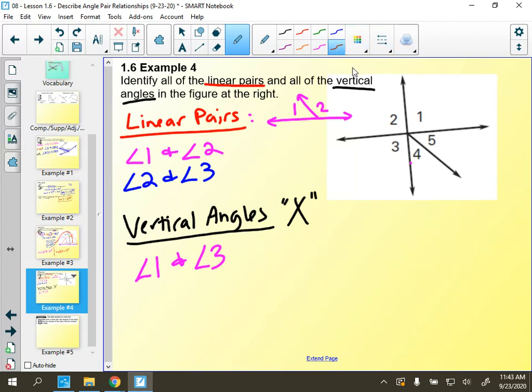So there's a look, just straight vocab. Do I recognize what a linear pair is? Do I recognize what a vertical angle is?